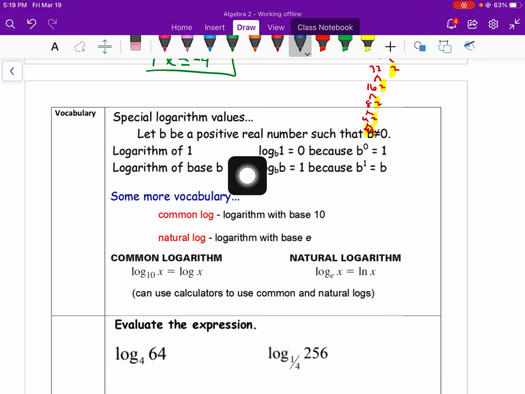Special logarithm values. Let b be a positive real number such that b is not 0. And that's what we said at the beginning. Logarithm of 1. If we have log base b of 1, it equals 0 because b to the 0th power is 1. Let's do an example.